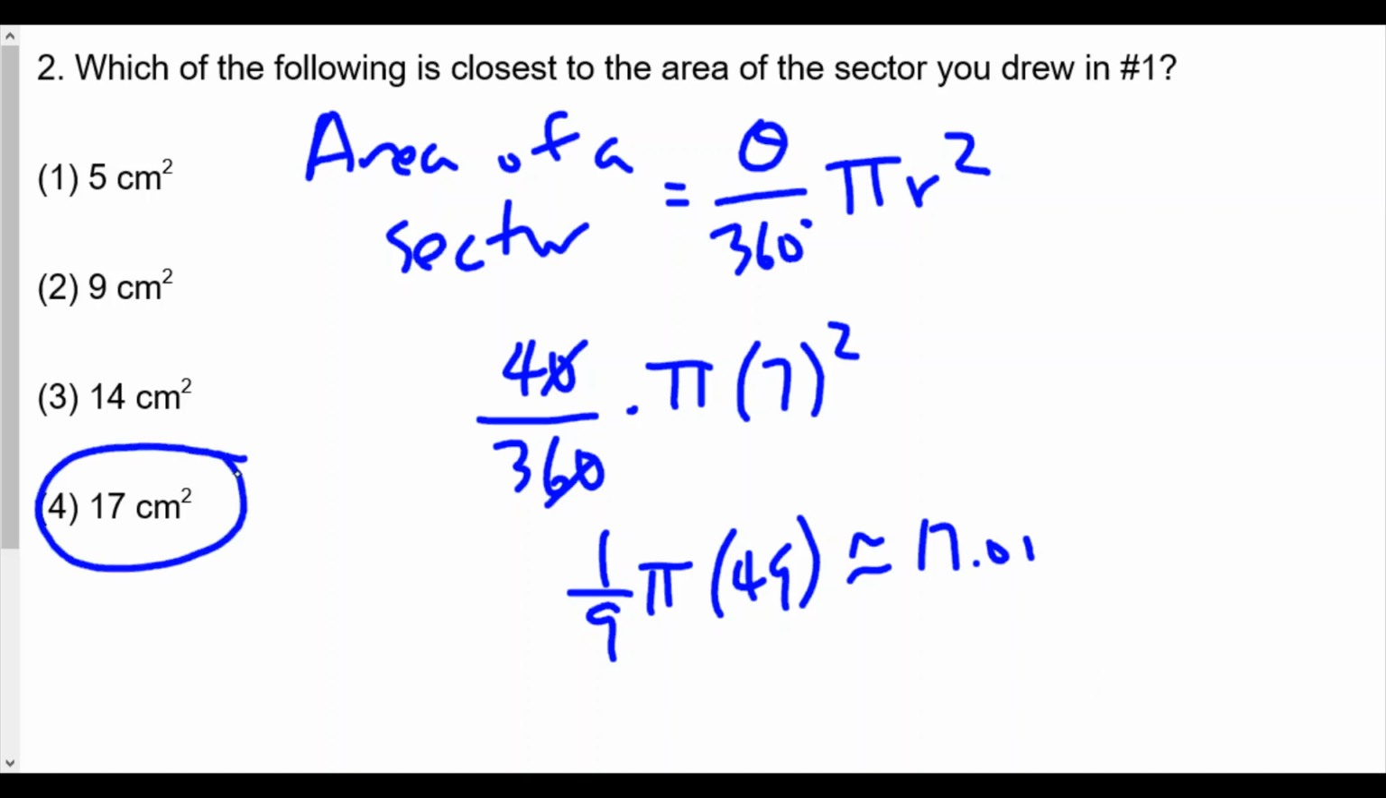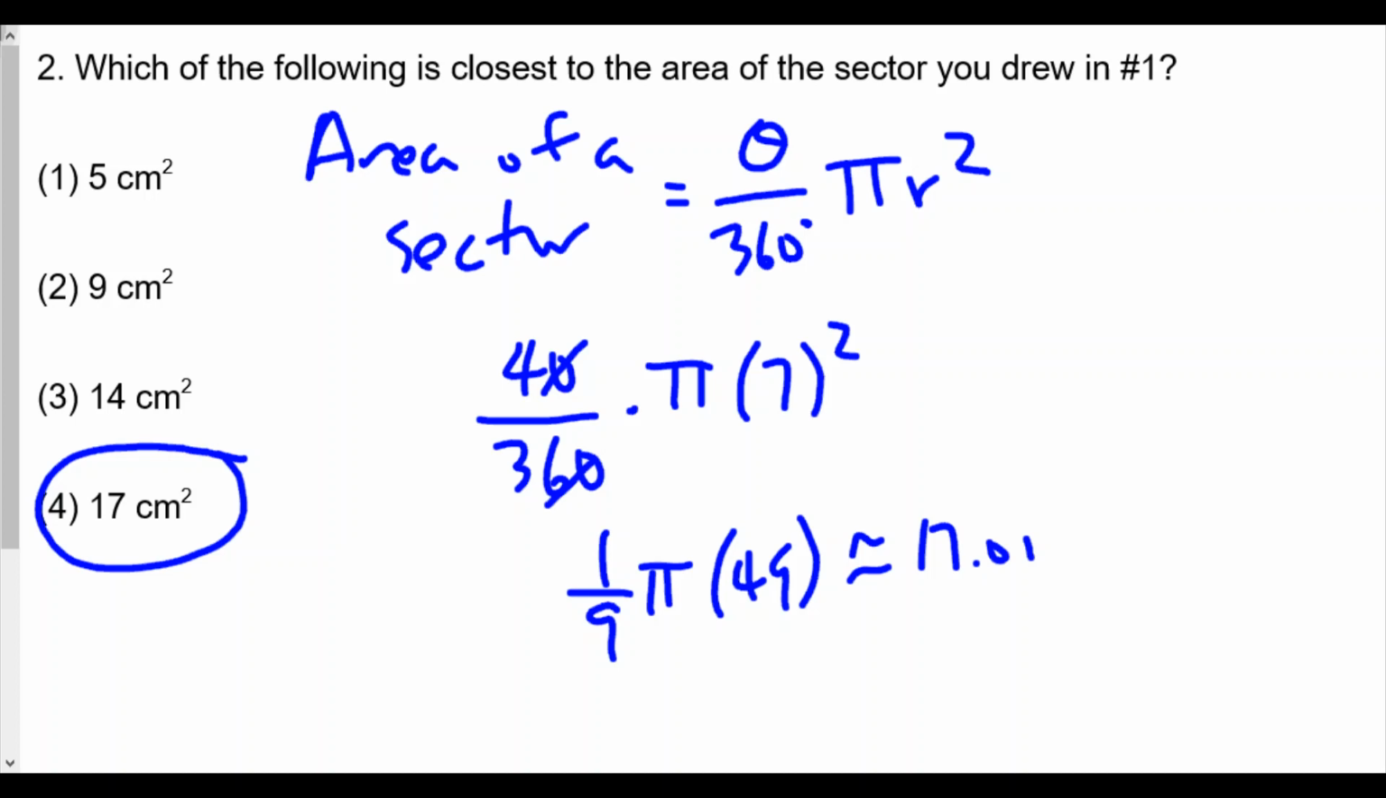So the idea of the area of a sector is going to be the measure of the central angle, which we found to be 40 degrees in this case, over 360, times the area of the circle, pi r squared. So it's a portion or part of the circle times the area of the circle. Okay, so that's question number 2. So 1 and 2 are basically connected to each other. One is to construct, and the other one is to be able to find the value of.